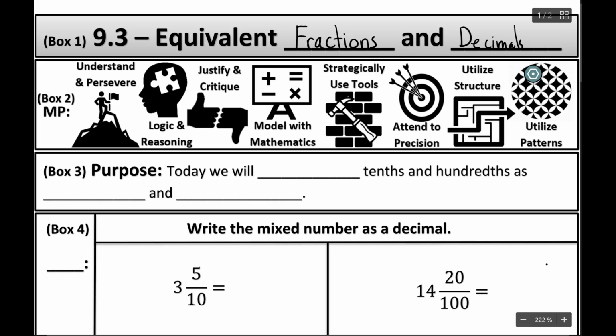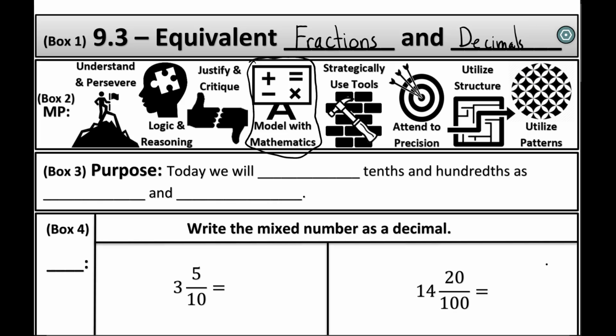Okay? And for today's MP, I want us to focus on MP4, which is Model with Mathematics, and this simply means that you can use a variety of different strategies to show that you can solve a problem. So again, you can solve a problem in more than one way.